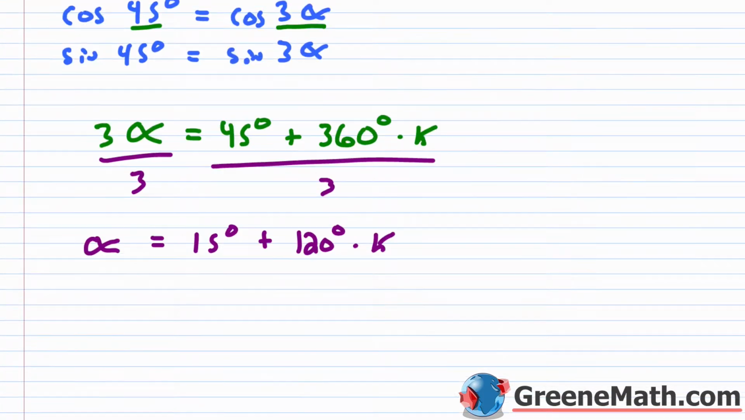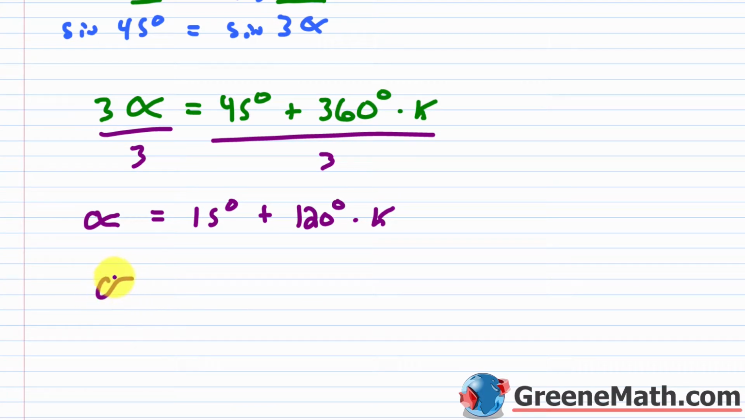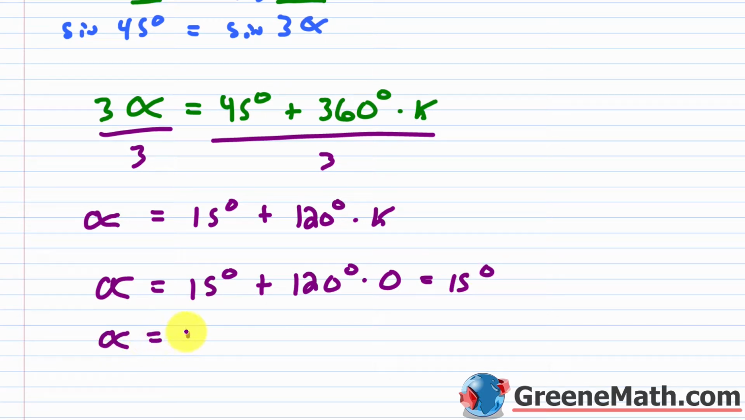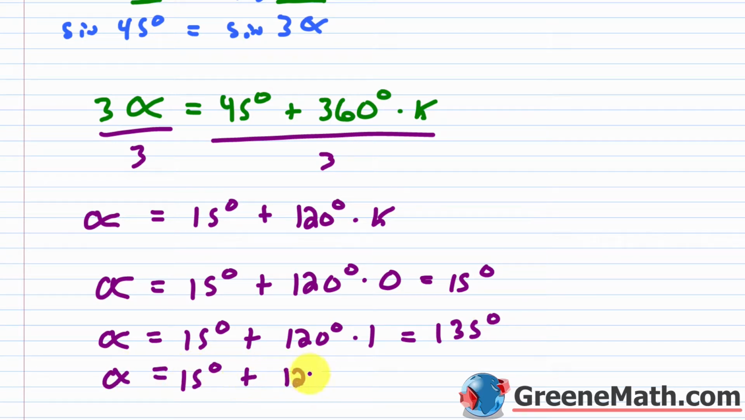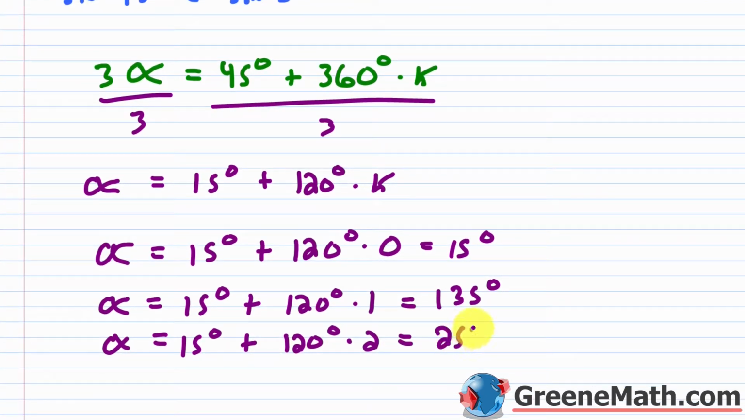So let's go ahead and go through. Our first alpha would be 15 degrees plus 120 degrees times 0. So this is basically going to be 15 degrees. Then another alpha would be 15 degrees plus 120 degrees times 1. So this is going to be 135 degrees. Then our other alpha is going to be 15 degrees plus 120 degrees times 2. And this is going to give me 255 degrees.